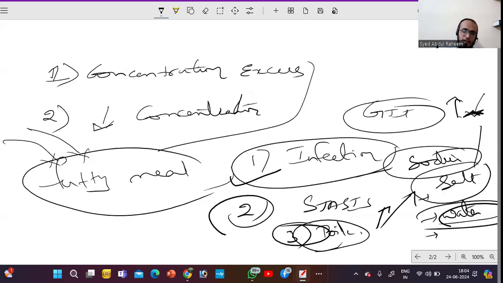Okay, but what will happen? The concentration will be in excess, or sometimes the concentration will decrease. Why is it happening? Because of infection or diet, or a decrease of liquid substance and an increase of solid substances in the bile juice itself. Okay, so this is the reason behind the gallstone.